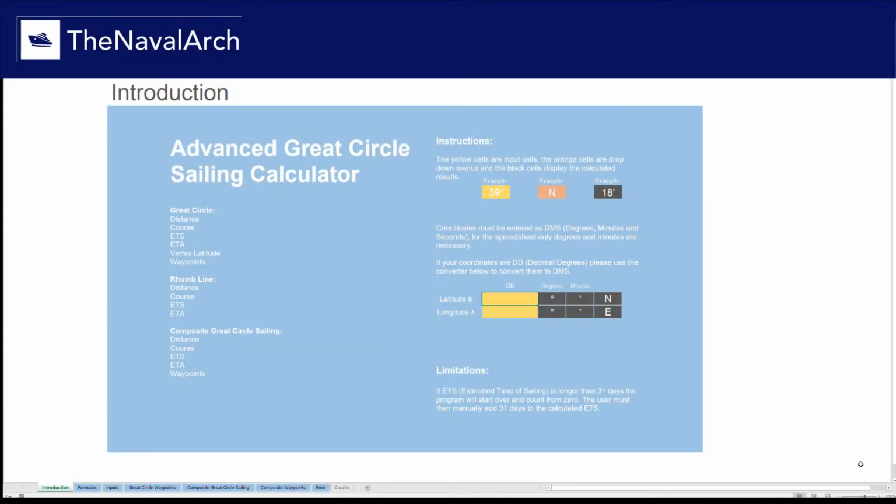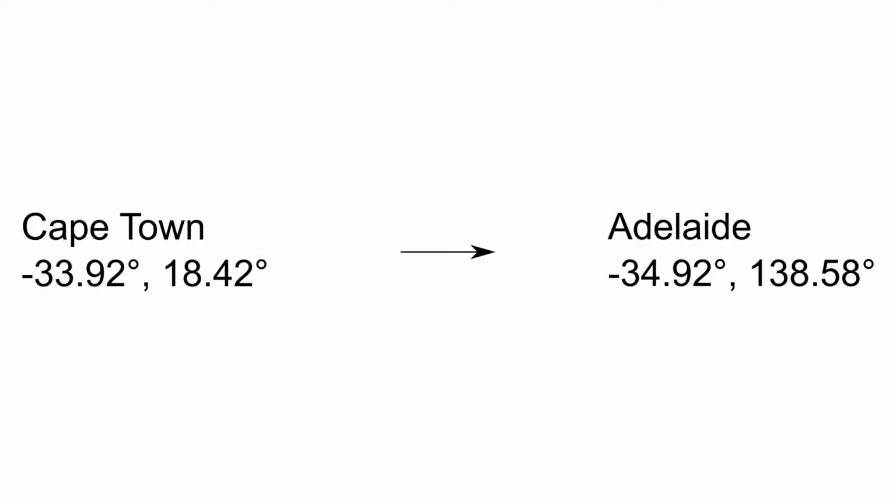Hello and welcome to the Advanced Great Circle Sailing Calculator from TheNavalArch.com. The program will calculate courses, distances, vertex coordinates, ETS, ETA and waypoints for Great Circle Sailing, Rhumb Line and Composite Great Circle Sailing. In this example we will sail from Cape Town, South Africa to Adelaide, Australia.